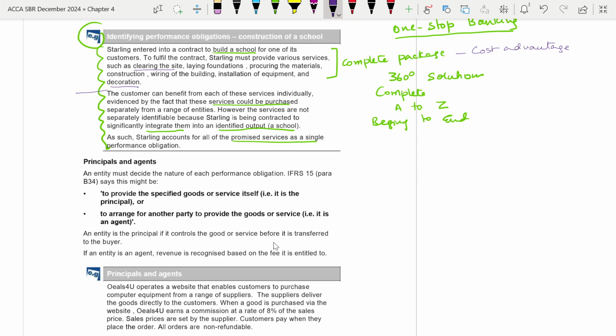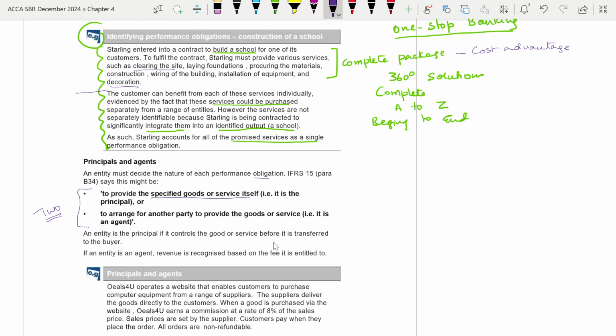Fine. Now, the entity must decide what the performance obligation is. Wherever it is given in bold, in the study text or in the solution, while revising it the second time, third time, fourth time, or when you are reading it the first time, make it a point that you read it two times. You adopt the standard procedure to provide the specific goods or service itself.